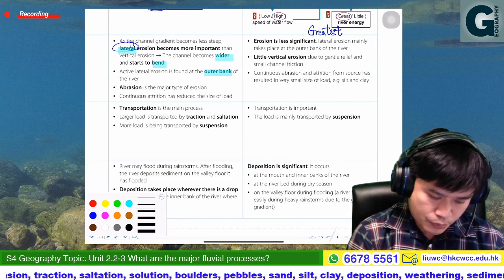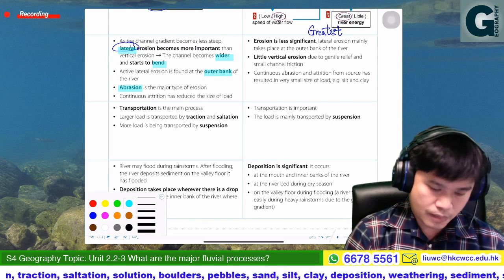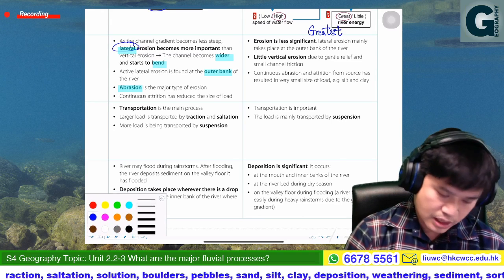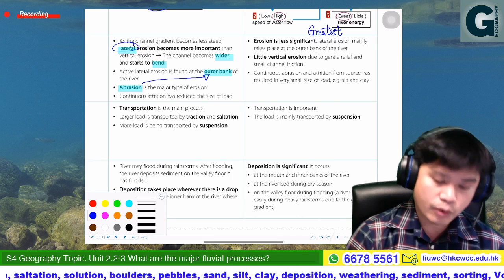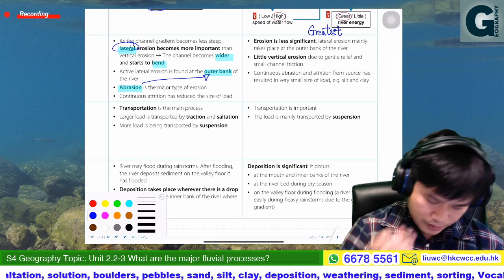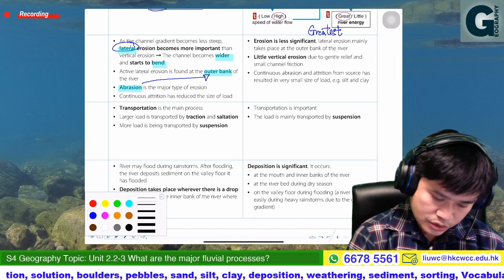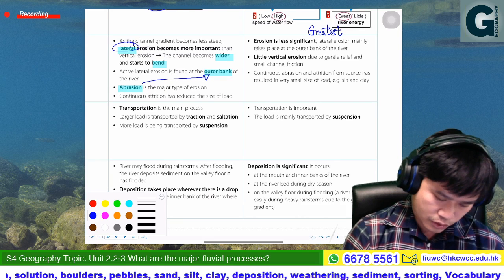And then abrasion. Abrasion is the major type of erosion. Where does abrasion occur? That is at the outer bank. I will explain it later. And then continuous attrition has reduced the size of the load.